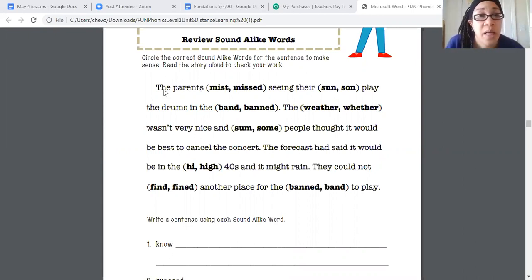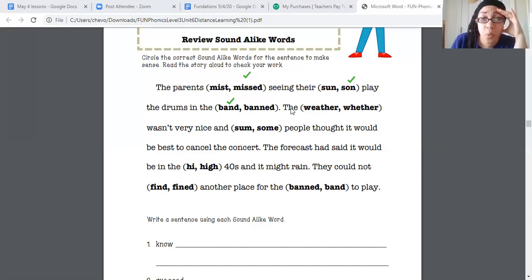Okay, so the parents missed seeing their, so which mist did you choose? Did you choose the correct mist? I hope so. Missed seeing their son. I hope you chose the correct one. Play the drums in the band. I know you guys usually have your Fundations binders and you're able to look up these definitions and try to remember which words mean which, but just try to remember, okay, without those binders. Oh, I feel so bad that you guys don't have those.